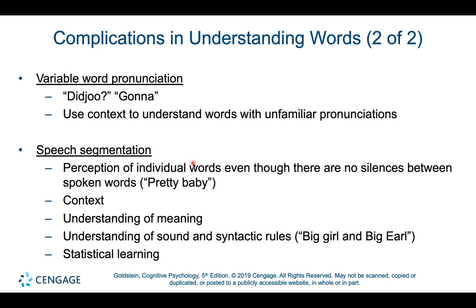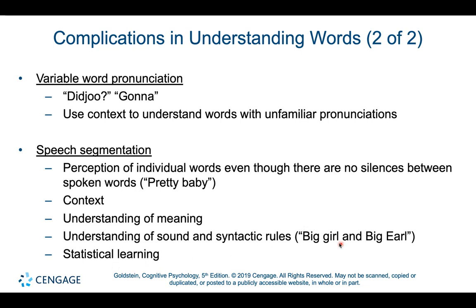But what happens is that we become familiar with the frequency of words in conversation. Pretty and baby are common words. We use context to know where we should parse those words. And then we use syntactic rules as well as statistical learning over time to understand what those maybe ambiguous sounds should be interpreted as.